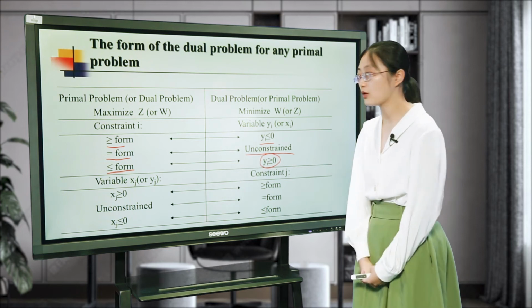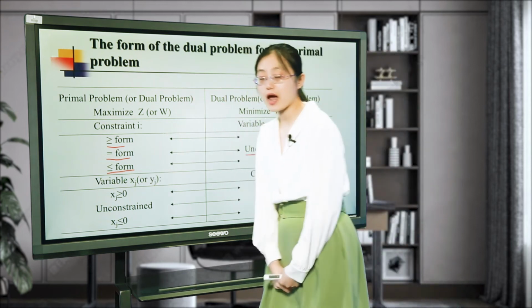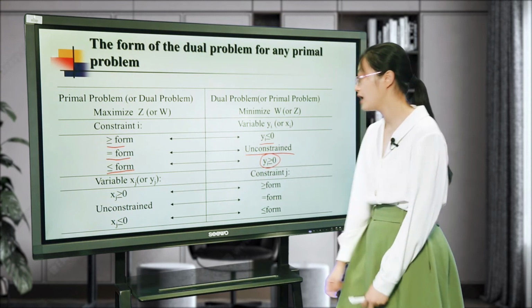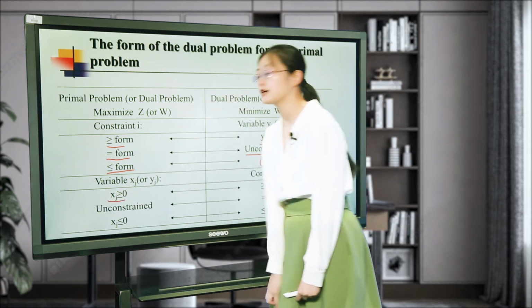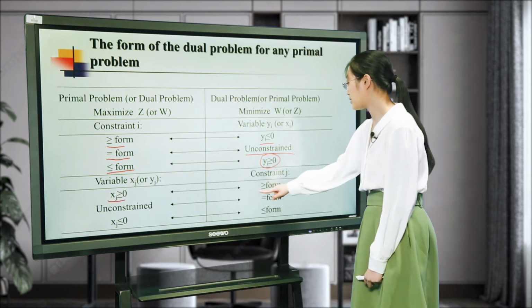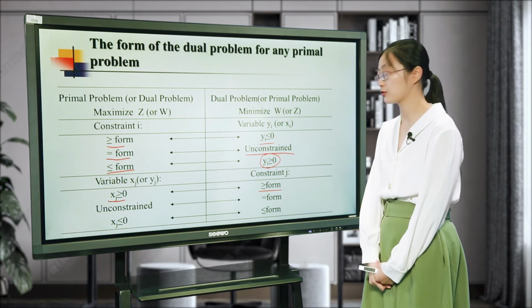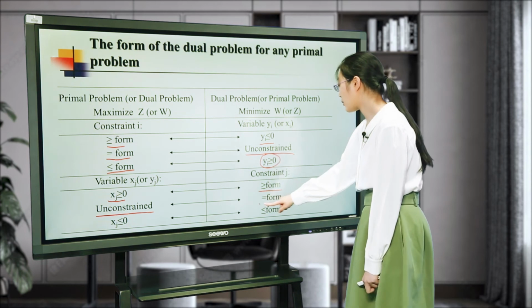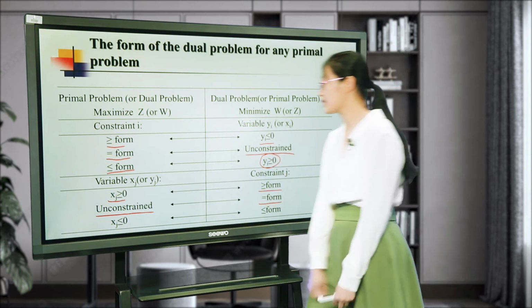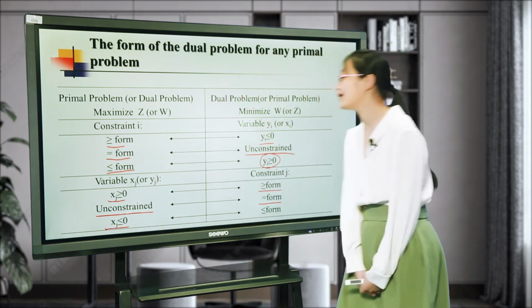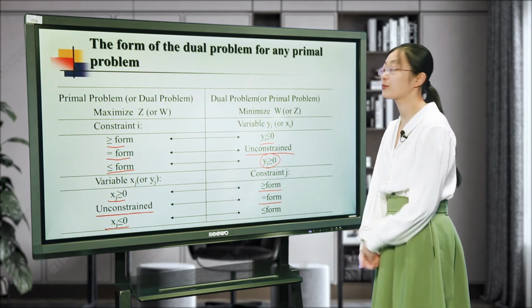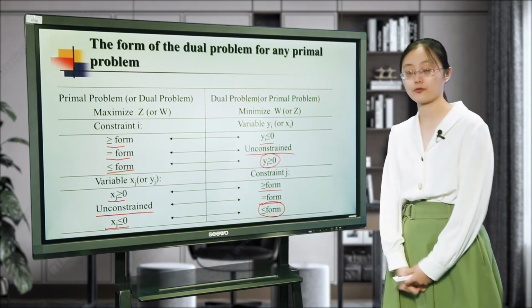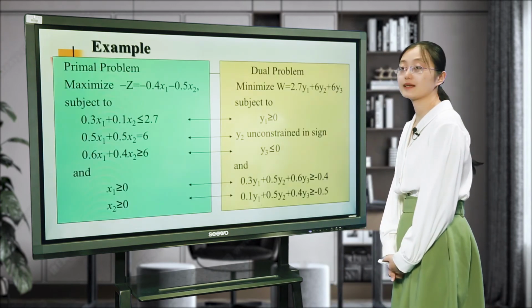Similarly, each variable in our primal problem corresponds to a constraint in our dual problem. If the variable is non-negative, the standard form, then our constraint will be the bigger than or equal to form. If the variable has no restrictions, then our constraint will be the equal form. And if our variable is negative or 0 in the primal problem, then our constraint will be in the less than or equal to form. Let's look at an example.